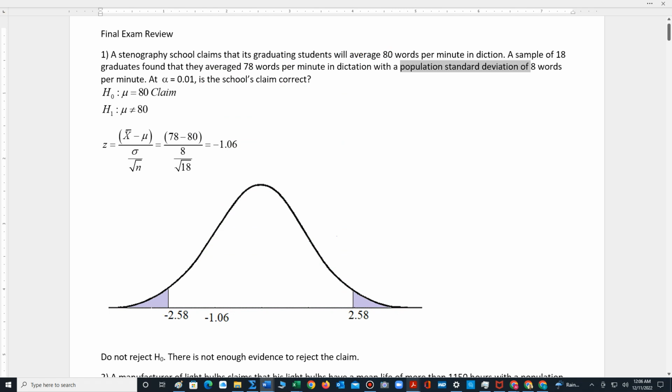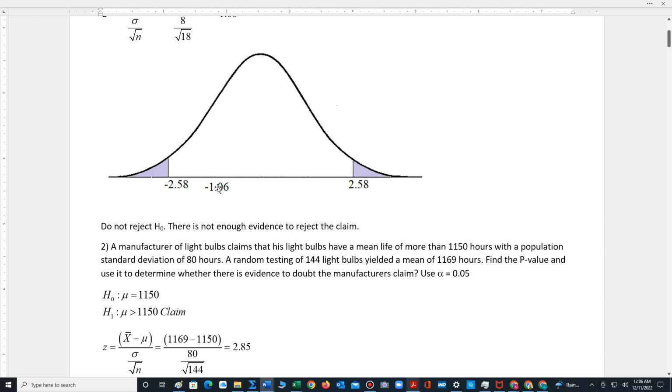The sample mean is 78. Population mean is 80. Population standard deviation is 8. And sample size is 18. This computes to negative 1.06. It does not fall in the critical region, so we say do not reject H naught, and then we summarize by stating there is not enough evidence to reject the claim.